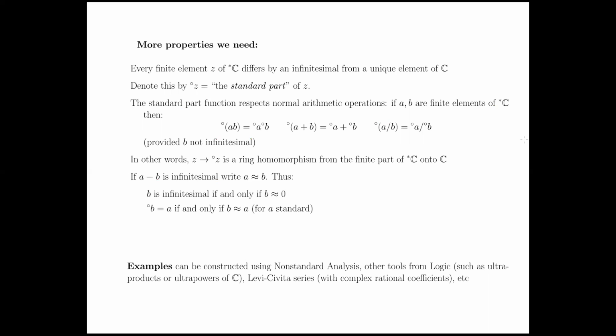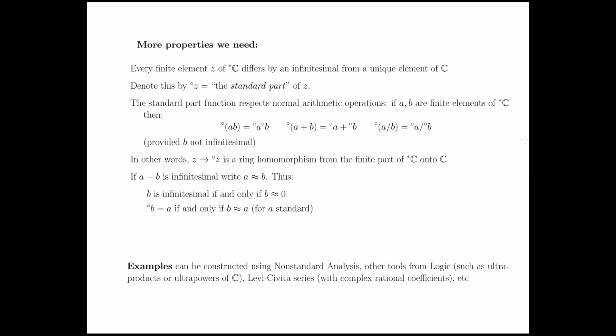And the standard part function respects normal arithmetic operations. If you start with two finite elements of star C, the standard part of the product is the product of the standard parts, et cetera. Same for the sum, and the quotient, where of course you need that B is not infinitesimal, because otherwise you'd be taking the standard part of something over an infinitesimal, and the standard part of an infinitesimal is zero, so that wouldn't make sense. Another way of saying the same thing is that the map taking z to the standard part of z is a ring homomorphism from the finite part of star C onto the complex numbers.